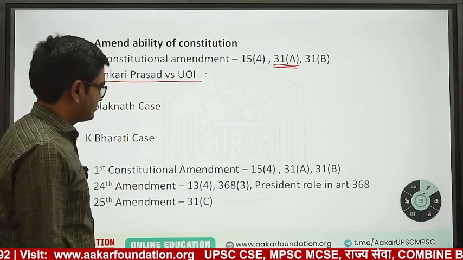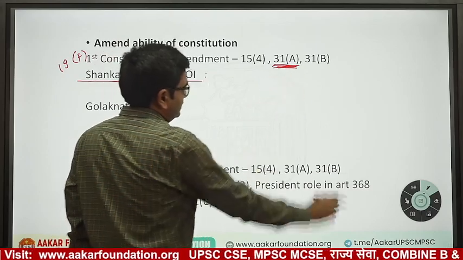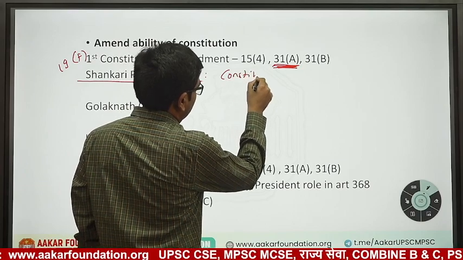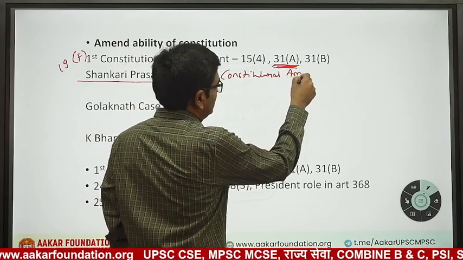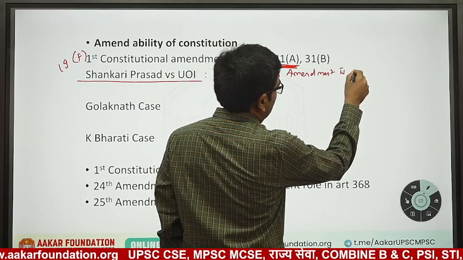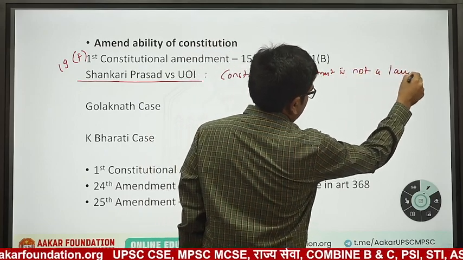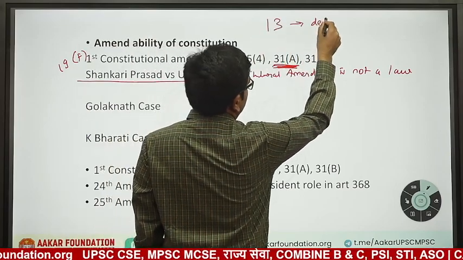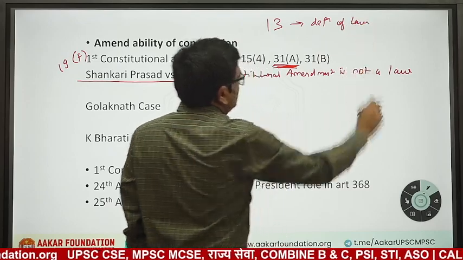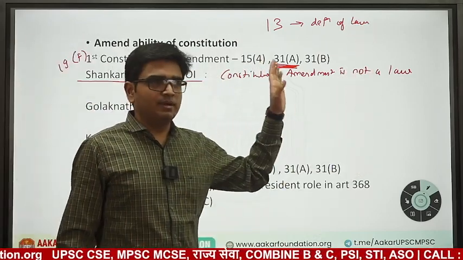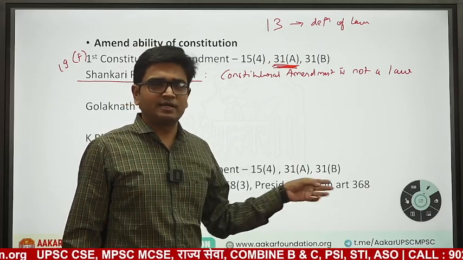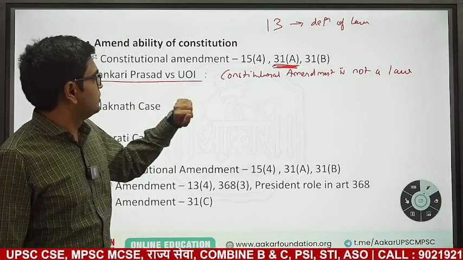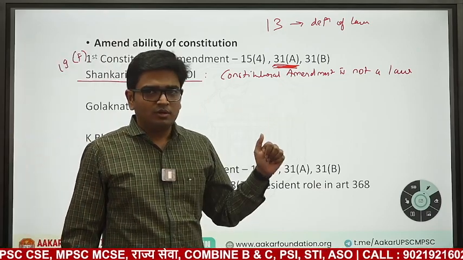What did the Supreme Court say? The Supreme Court said that this 31A is brought by a constitutional amendment, so a constitutional amendment is not a law. If you remember, Article 13 gives the definition of law: law, bylaw, executive order, etc., but there is nowhere a mention of constitutional amendment. So in Shankari Prasad versus Union, the Supreme Court said that a constitutional amendment is not a law, so the Supreme Court cannot do anything.